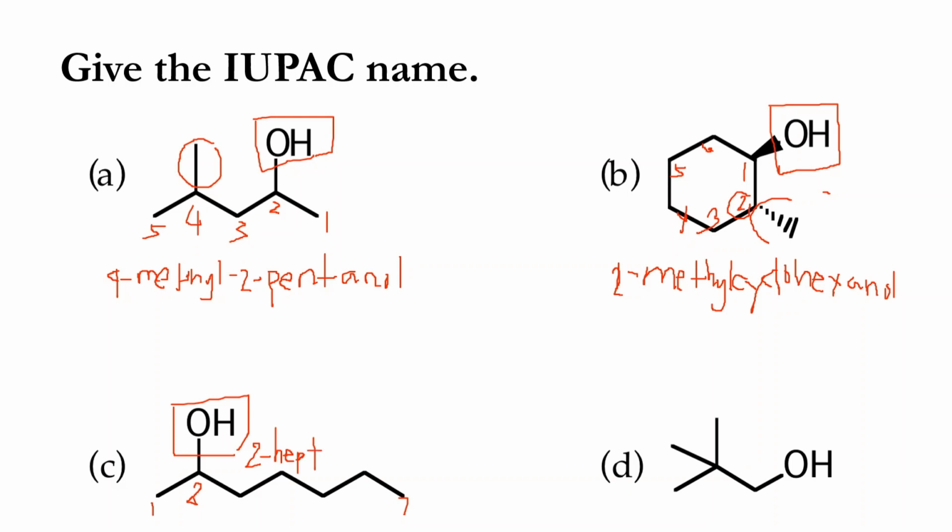Okay, heptane, because the origin is heptane. So you just need to change the last letter E to OL to make it heptanol. And the last one, how many carbon atoms are in the longest chain?